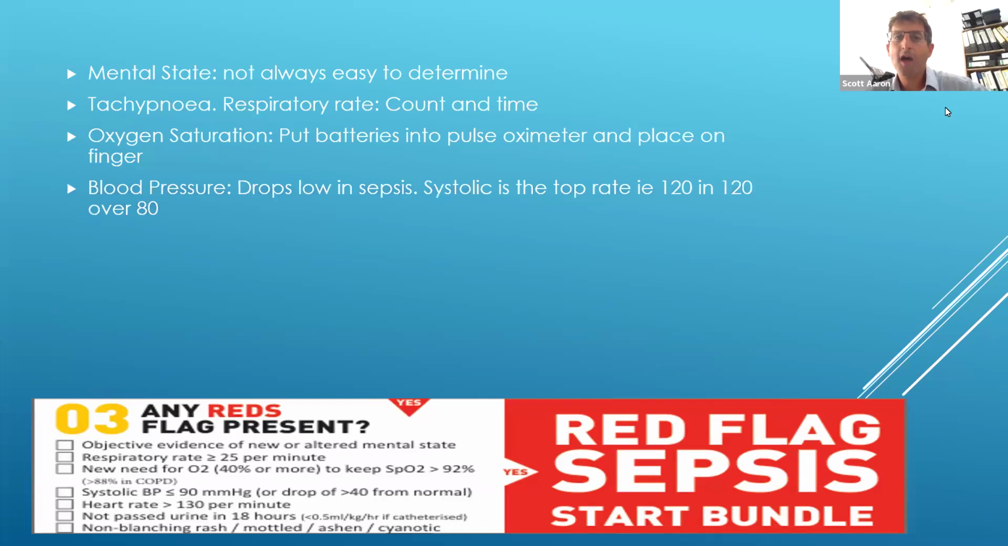Blood pressure. The blood pressure drops low in sepsis, so their systolic blood pressure will go down low. How accurate that is, I don't know in general practice. I know if you're in a hospital and they take your blood pressure every couple of hours and they see it dropping, they can see there's a problem. But systolic rate is the top one. 120 over 80, it's 120 we're measuring. If that is below 90, there's a problem.